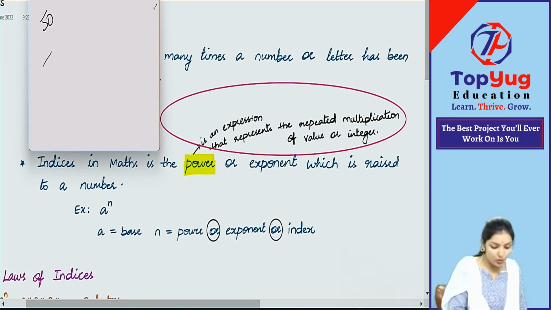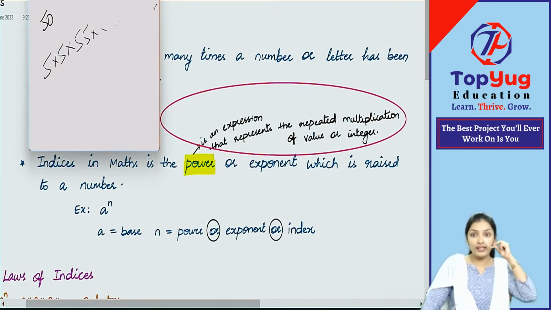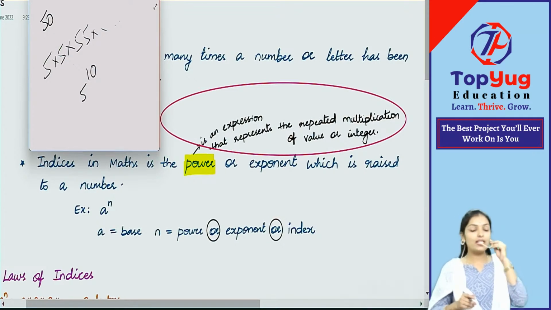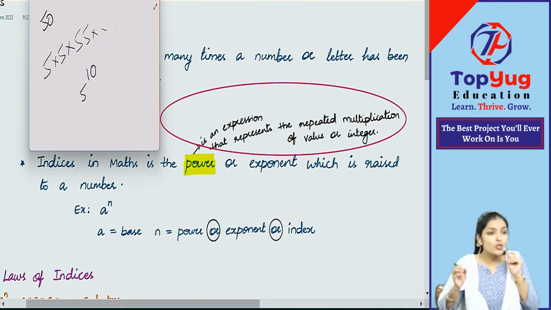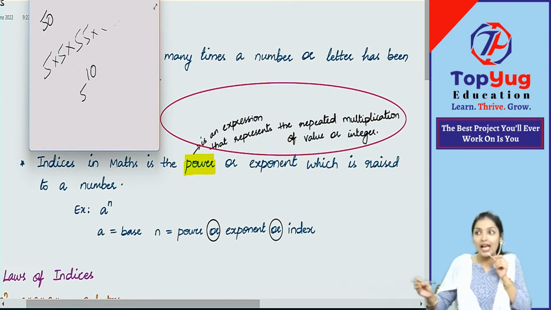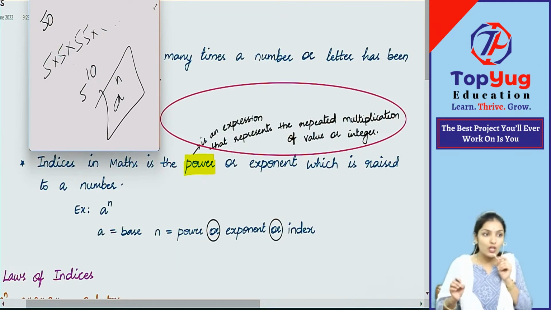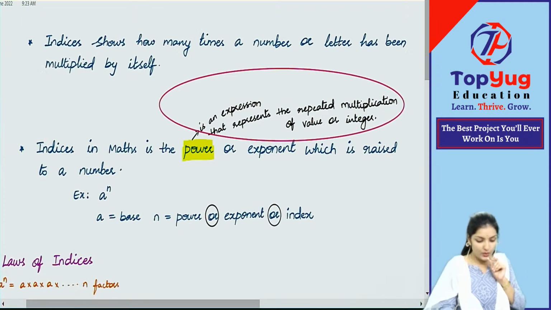Now if I ask you to multiply 5 for 10 times, maybe we will still be doing it. If I ask you to multiply 5 for 20 times, for 50 times, for 100 times, how will you cope with it? You will write it like this, 5 to the power 10. So you are considering a power, an exponent, and you are writing it in a particular format. That format, a to the power n, is known as indices. Let me get into the technical terms now.